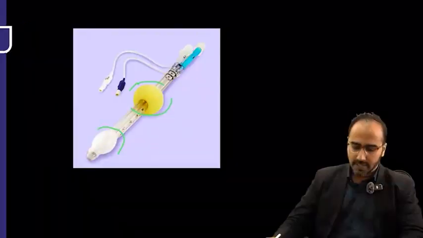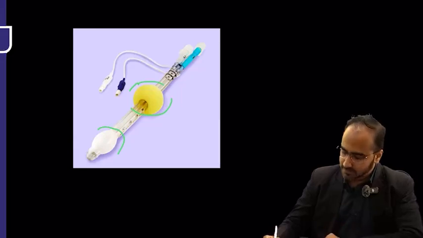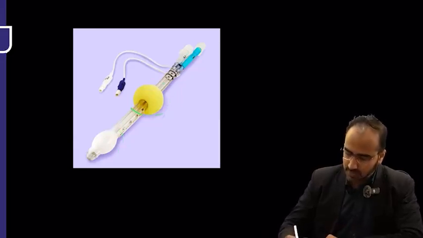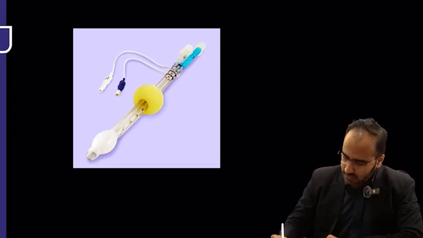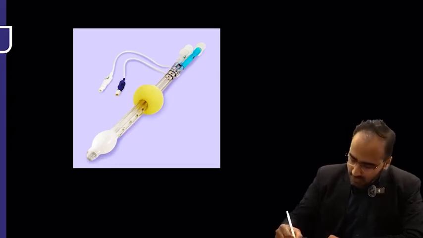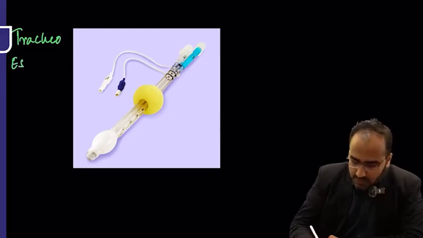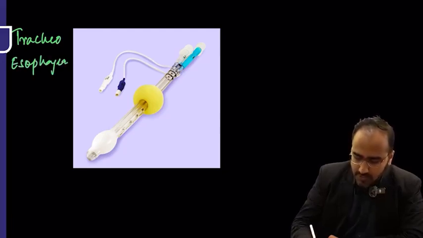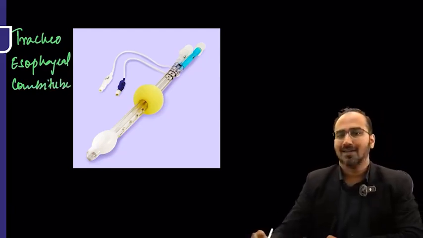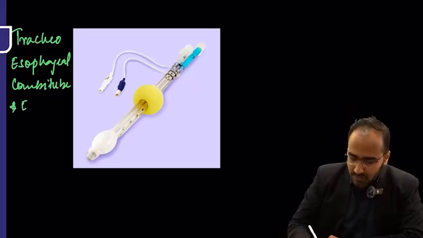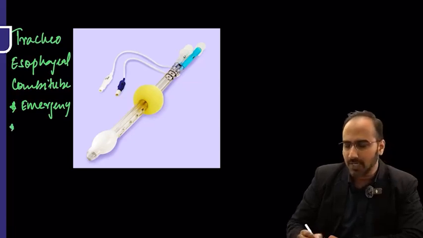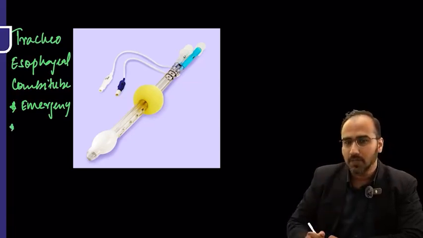Right, guys. The device on your screen is nothing but what, guys? This is regarded as tracheoesophageal combi tube. Okay? In emergency scenarios, this is commonly used. In emergency scenarios where you don't know how to intubate, you can go for this esophageal combi tube.